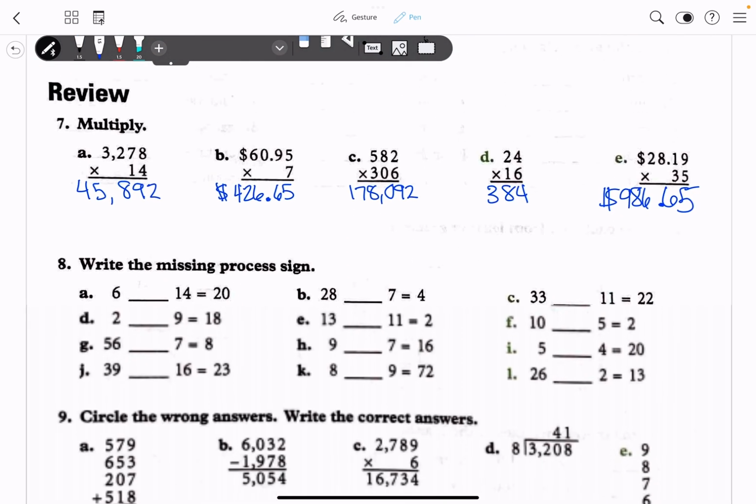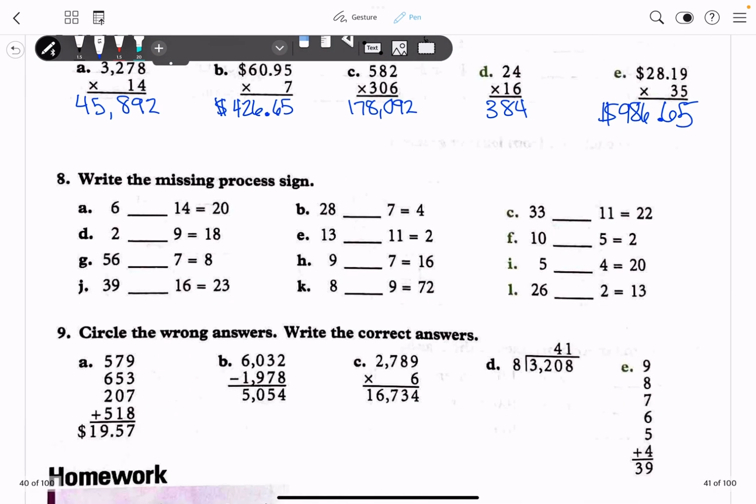Okay, and then on part 8, you are going to figure out if you need to add, subtract, multiply, or divide in each of these. So for example, part A, 6 plus 14 would give me 20. Part B, 28 divided by 7 equals 4. So go pause and try to do C through L by yourself, and then come back and I'll go over the answers with you.